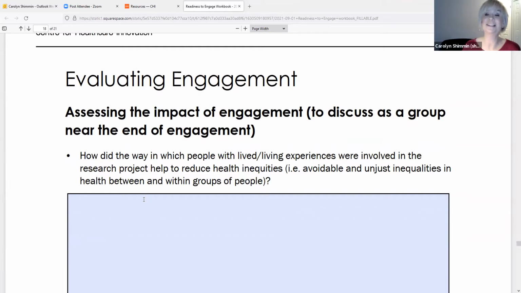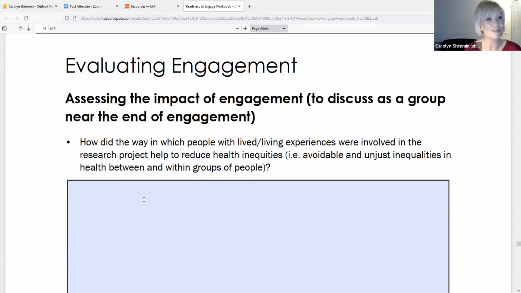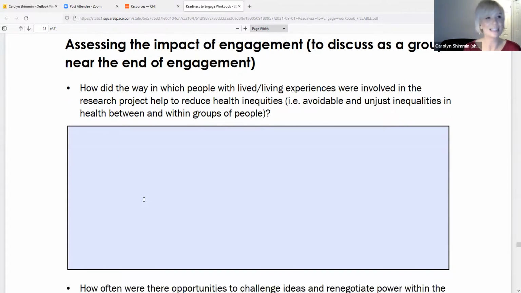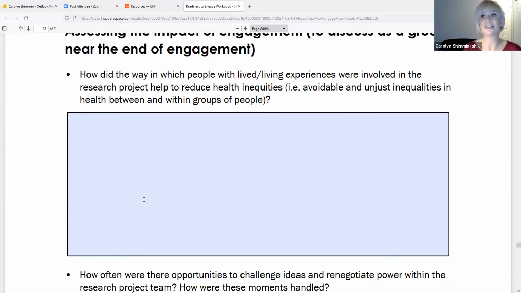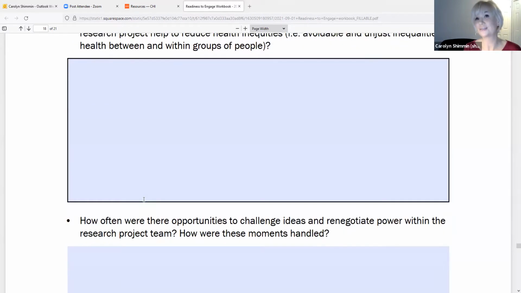So when it comes to evaluating engagement, we want to start assessing the impact of engagement. And there's lots of great tools out there about evaluating engagement. These are just some questions within the workbook that might be helpful as you think through this and follow the same line as some of the previous questions when you were preparing to do engagement as well. So how did the way in which people with lived experience were involved in the research project help to reduce health inequities? So thinking about those avoidable and unjust inequalities in health between and within groups of people.